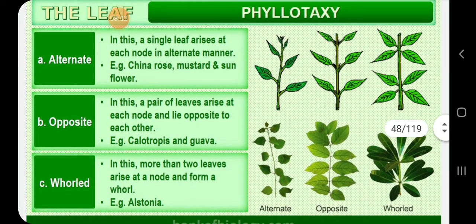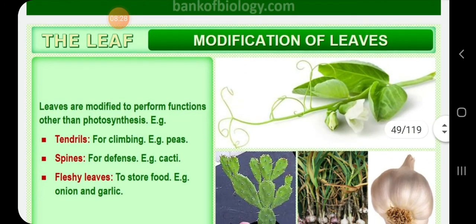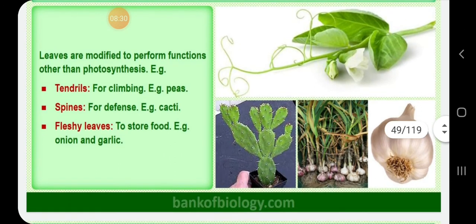Alternate phyllotaxy, in this a single leaf arises at each node in an alternate manner. China rose, mustard, sunflower, these are the examples. Opposite, in this a pair of leaves arise at each node and lie opposite to each other. Calotropis and guava. And in whorled, more than two leaves arise at a node and form a whorl. Alstonia. Now the modification in the leaf.